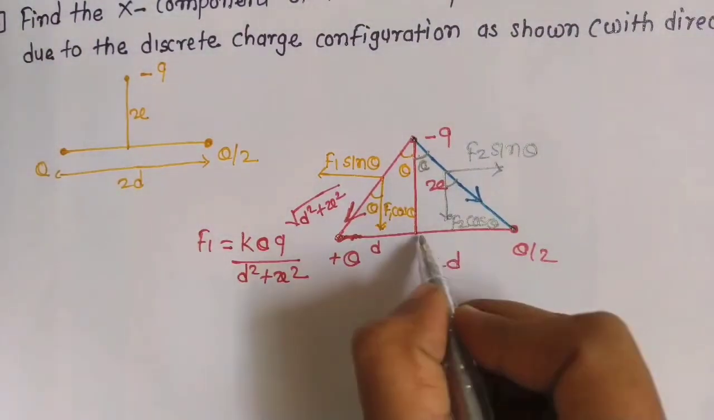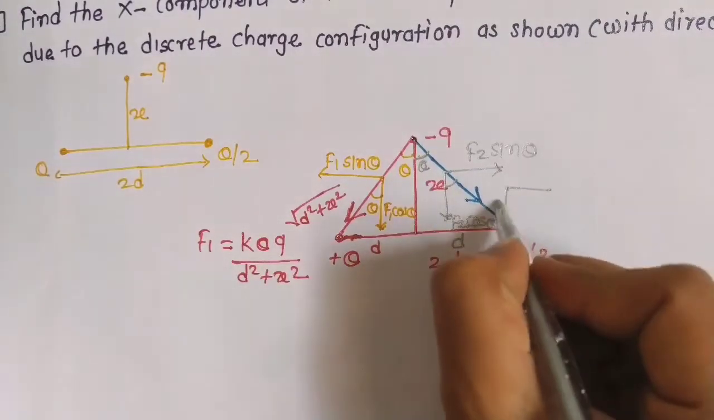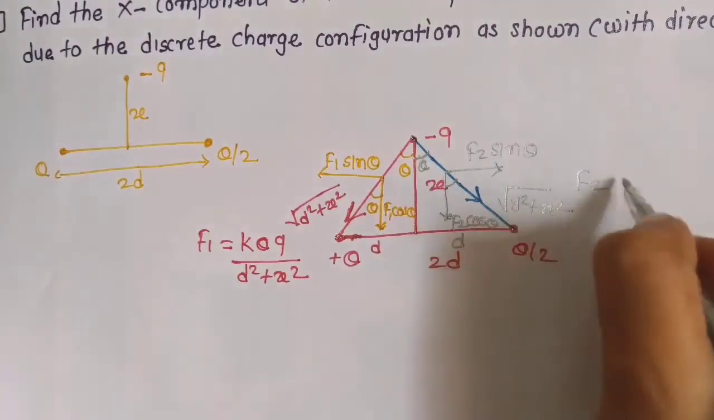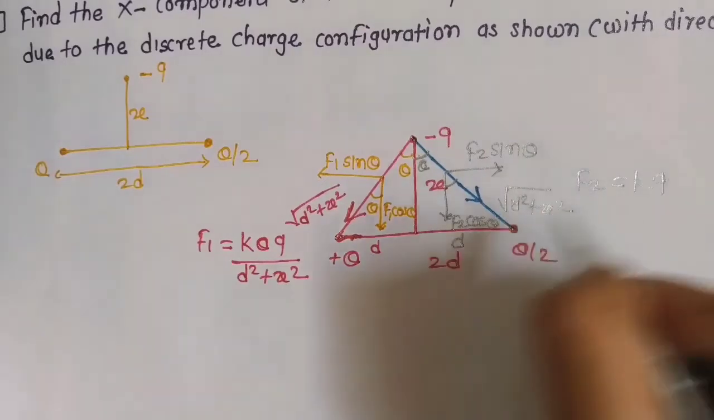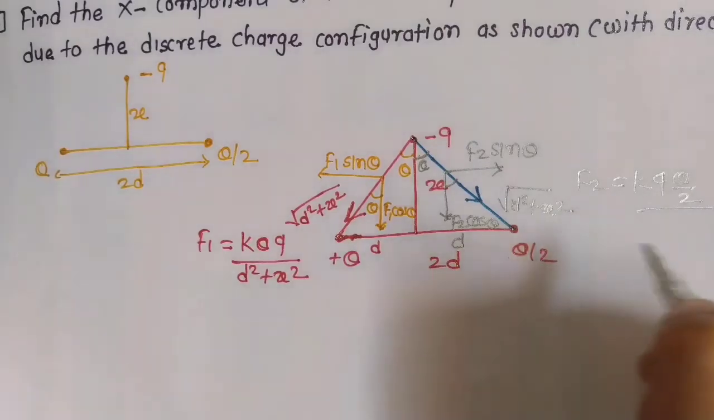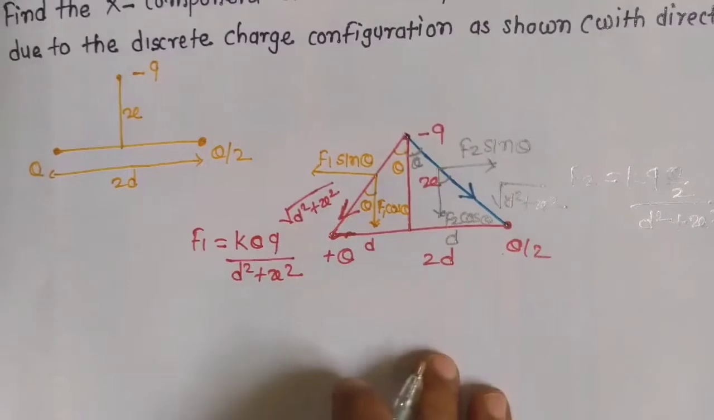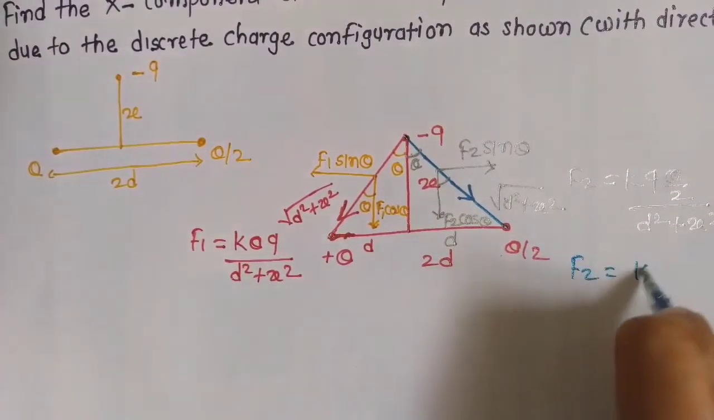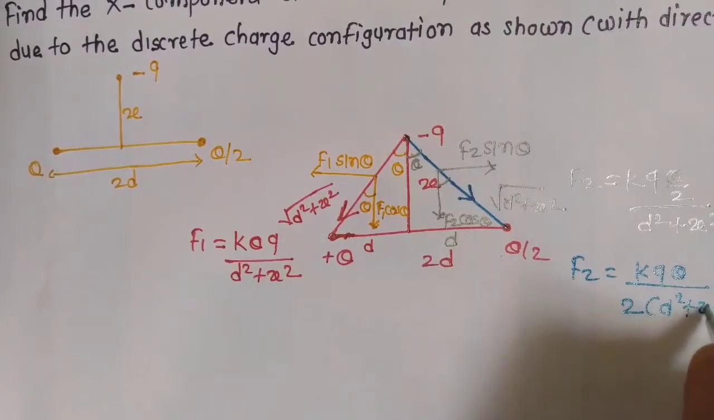This distance is d and this distance is x, so this is d square plus x square. So F2 is equal to k q, it is q by 2, upon d square plus x square. We can write F2 is equal to k q upon twice d square plus x square.